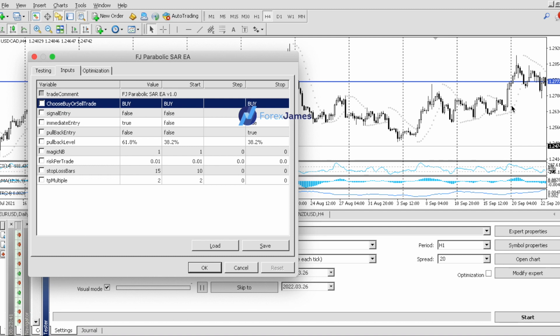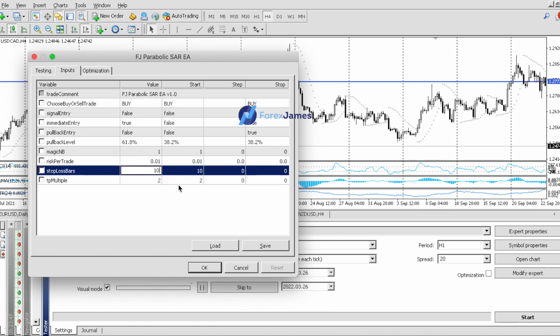It's still going to calculate your stop loss point. And your risk here, 0.1 means 1%. It's going to calculate where the entry is and where the stop loss is.